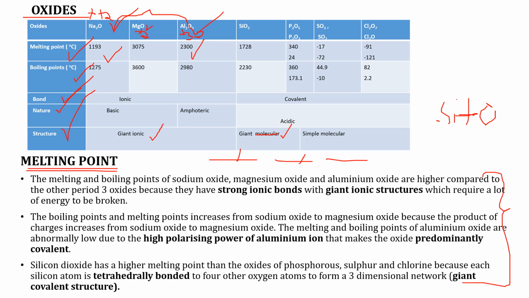We also talked about aluminum oxide being predominantly covalent. I said aluminum oxide can only be predominantly covalent because of polarization. If you compare the melting points of magnesium oxide and aluminum oxide, this one is 3000, this is 2000. So we expected aluminum oxide to have a higher melting point than magnesium oxide, but that's not the case.